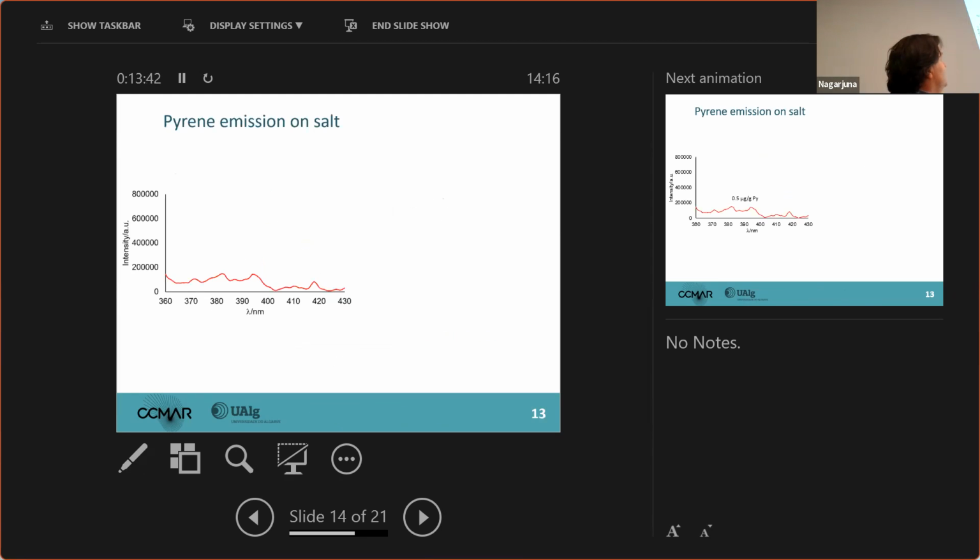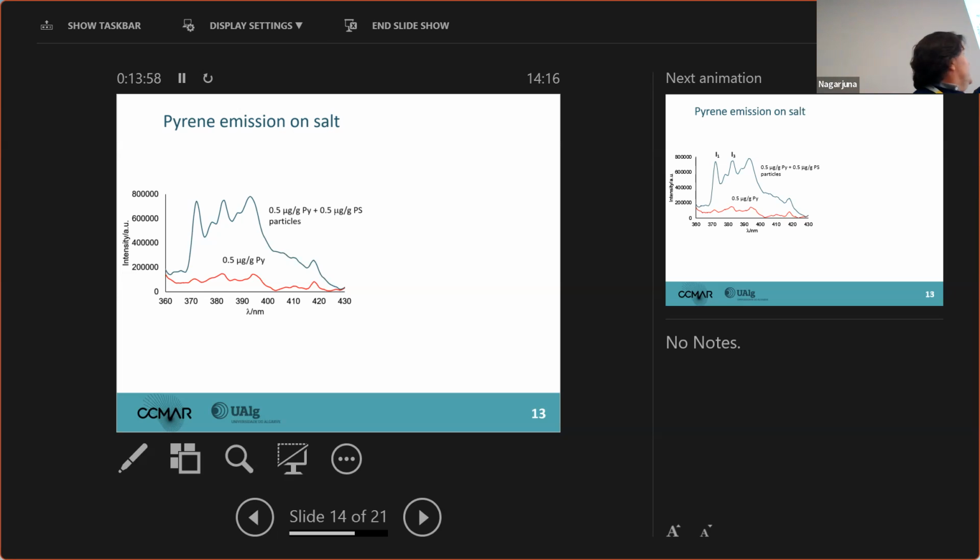Okay, so here we have an emission spectrum of pyrene alone on the surface of salt. If we have polystyrene particles, we see an increase in the emission. So basically we can use pyrene for quantitation, okay? Using the I3 intensity band, for example. Note that the emission is quenched, the entire emission of pyrene is quenched by the salt surface.